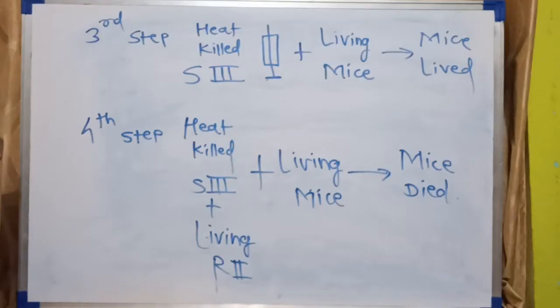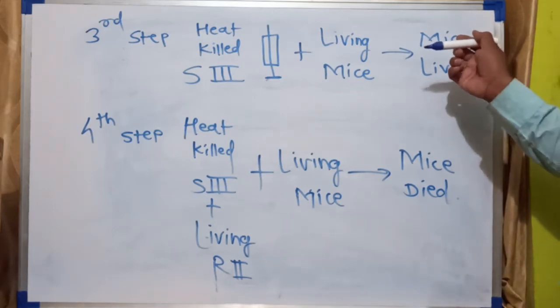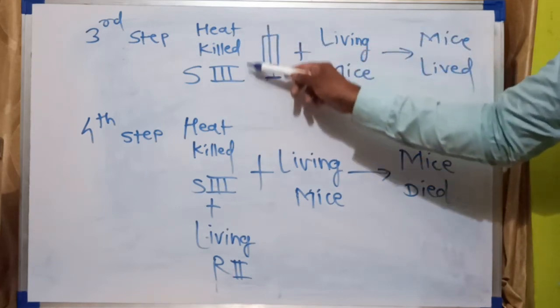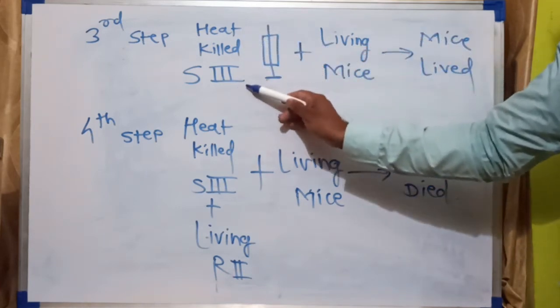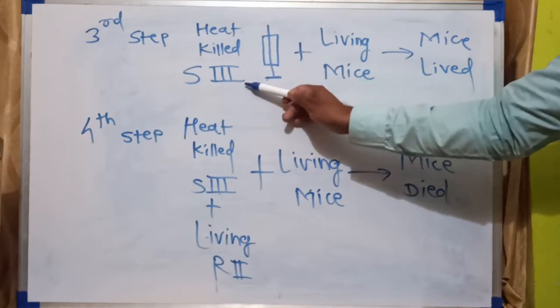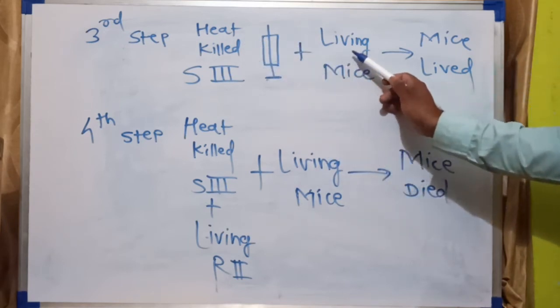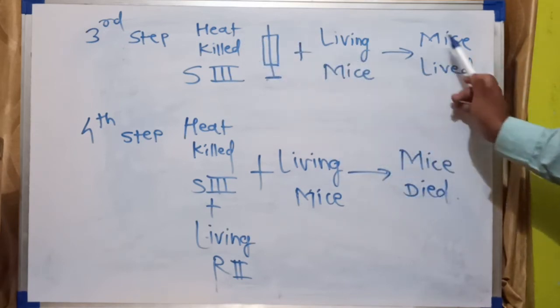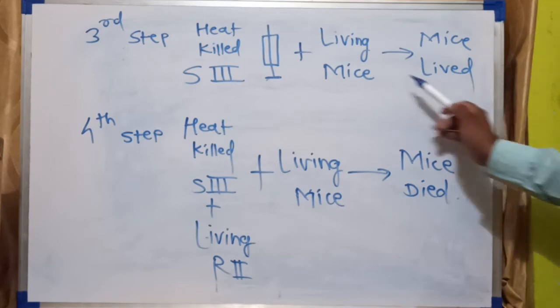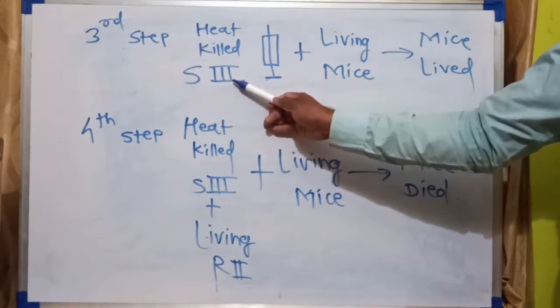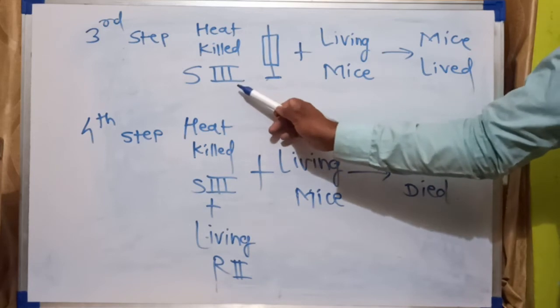As you can see students, in the third step, Griffith performed the same step but with heat killed S3, not the living S3. So when heat killed S3 suspension is injected into living mice, the mice lived because the S3 cells were killed before injecting by boiling.